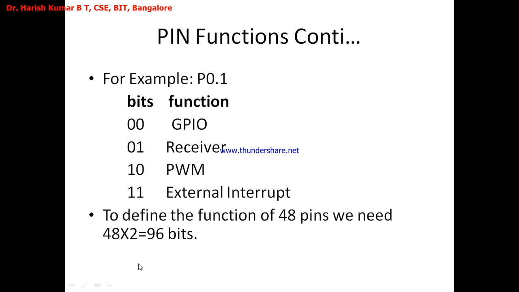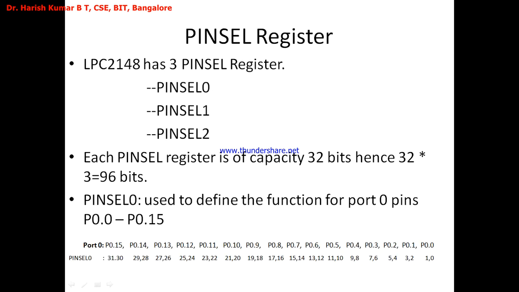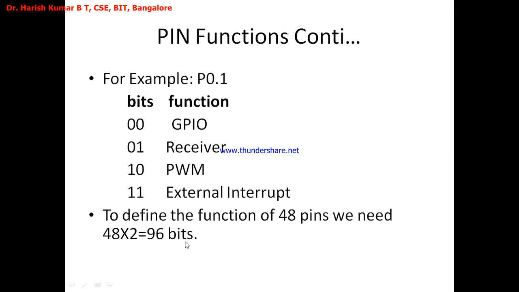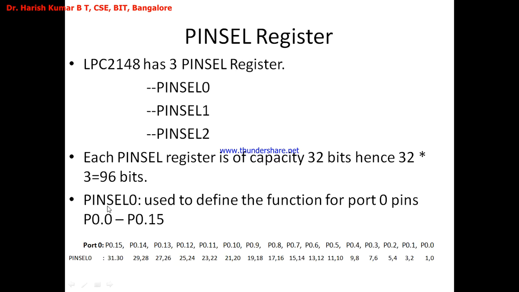Now in the previous slide I explained I require 96 bits in total to represent the function of all the 48 pins. Now I have 3 registers and the capacity of each register is 32 bits. 32 into 3, I have 3 such registers, equal to 96 bits. Now these 3 pin select registers are going to satisfy my requirement. Now what is PINSEL 0? PINSEL 0 is used to define the function for port 0 pins.